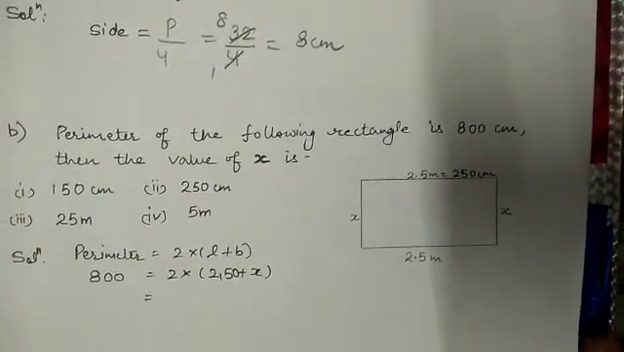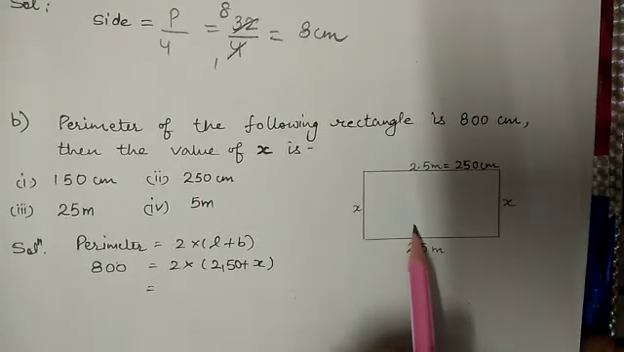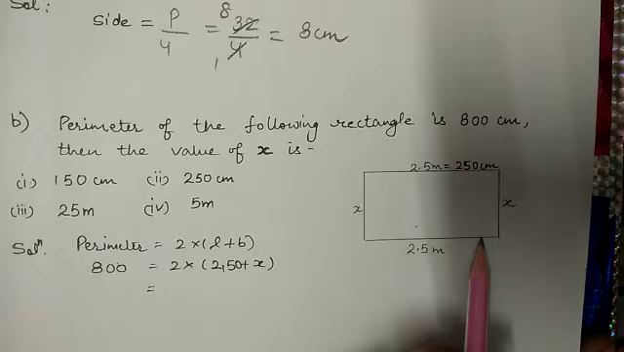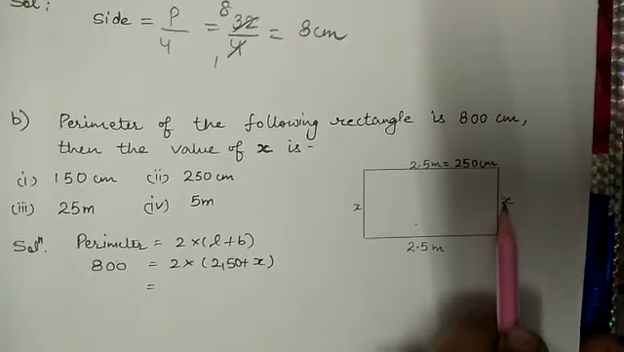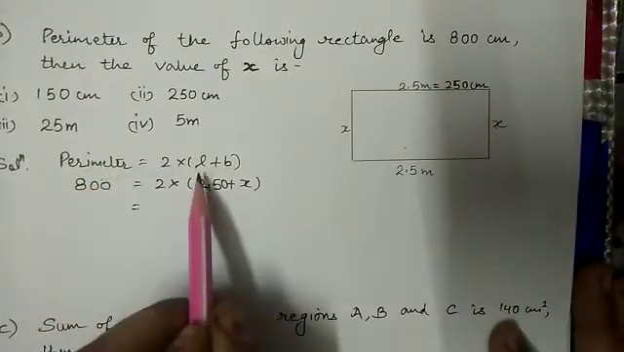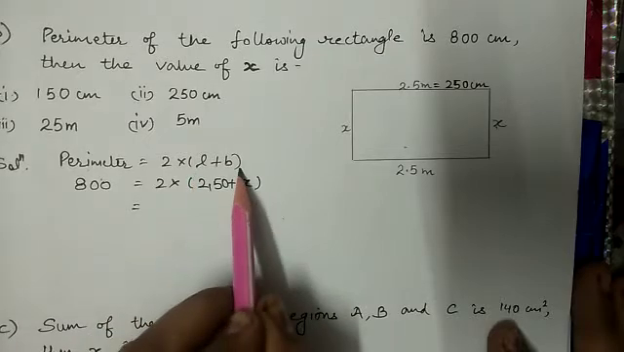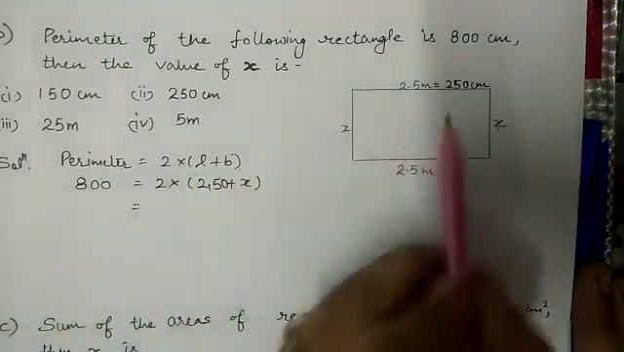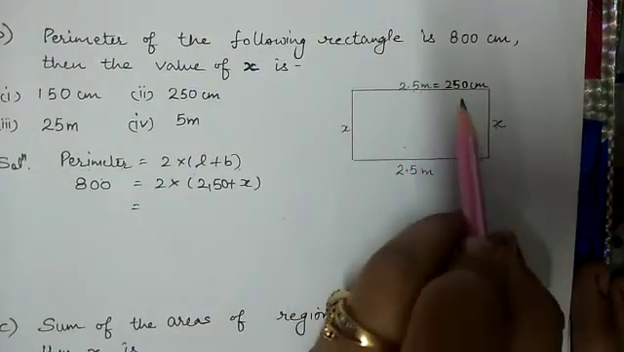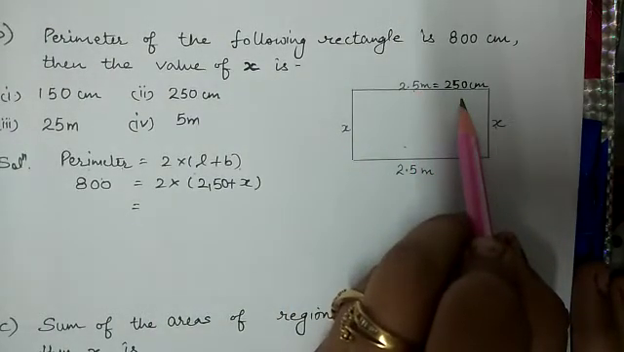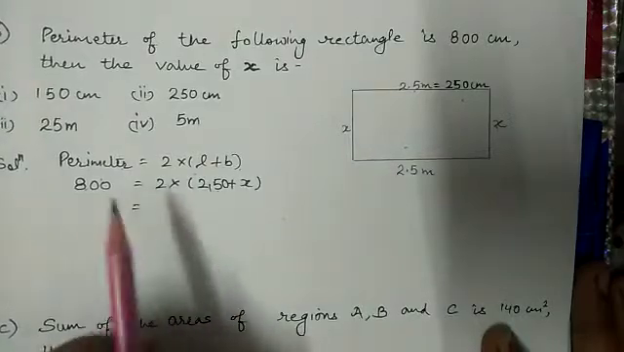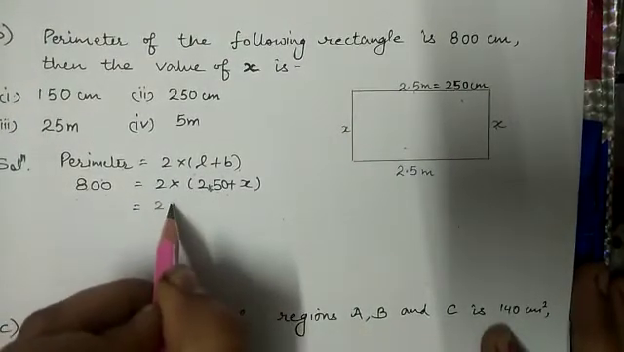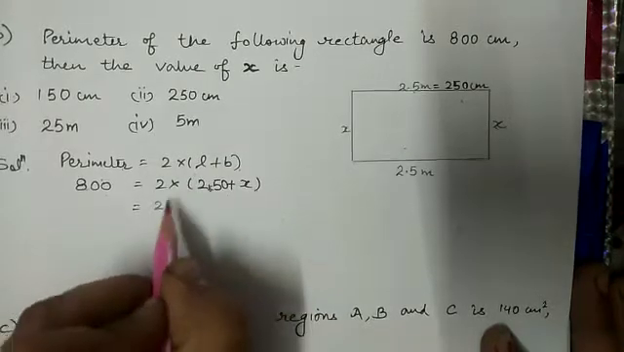Next question. Perimeter of the following rectangle is 800 centimeter. Means the sum of all sides is 800. We are to find the value of x. Then we know that the perimeter is equal to 2 into (L plus B). In case of the rectangle, perimeter is 800 centimeter. Length is given in meters and we have converted this into centimeter to make both units the same. So this is 250. Now 2 multiplied by (250 plus x).